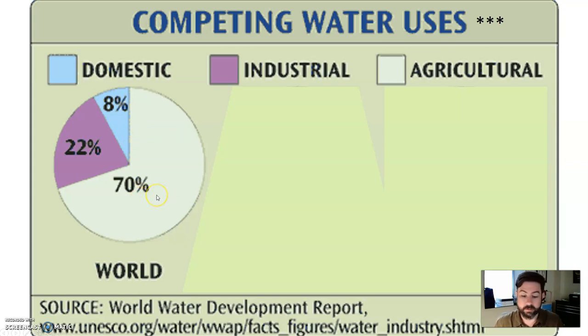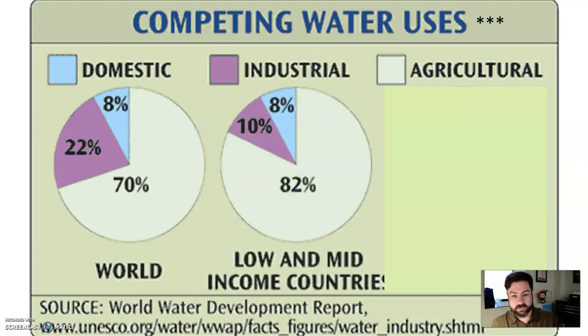Maybe more sustainable water practices need to happen there. Industrial, that's the industry making things. You need water to make stuff. But domestically, houses, what we use to drink, bathe, whatever, that's only 8% of what we use as the world.